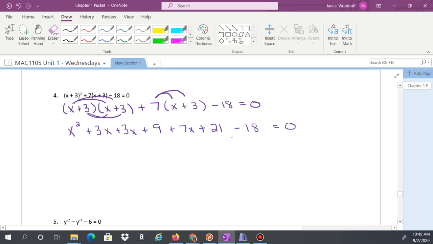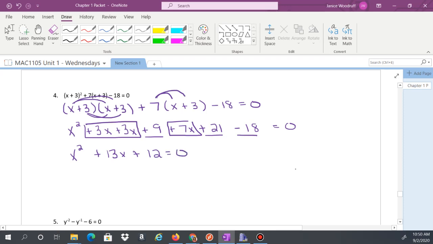Let's clean up on the left side. So you've got an x squared. You've got the like terms here, 3x plus 3x. And you also have a 7x. So 3 plus 3 is 6, plus 7 is going to give me 13x. And then I have 9 plus 21 is going to give me 30. Minus 18 should give me a positive 12.